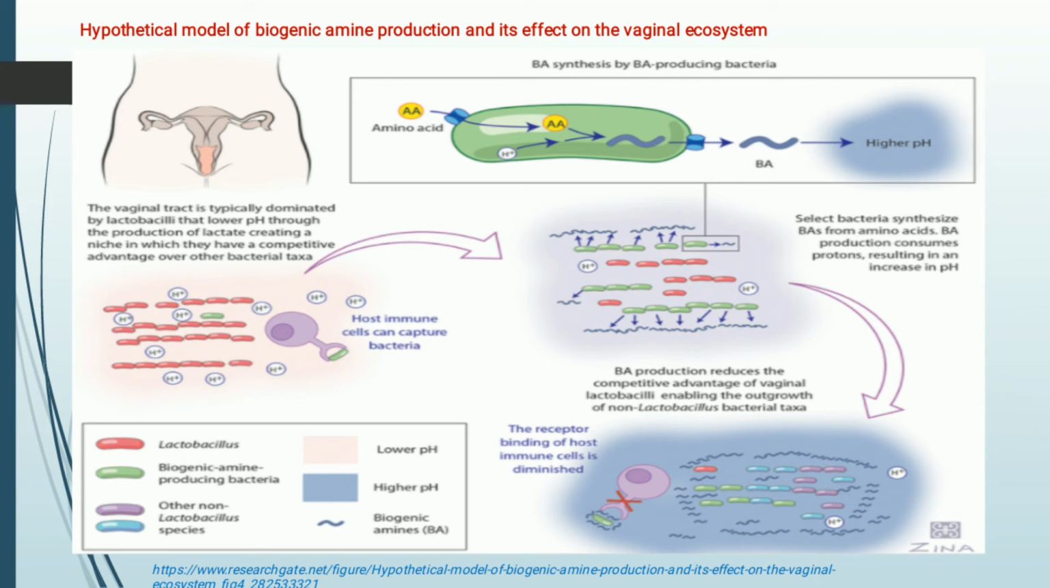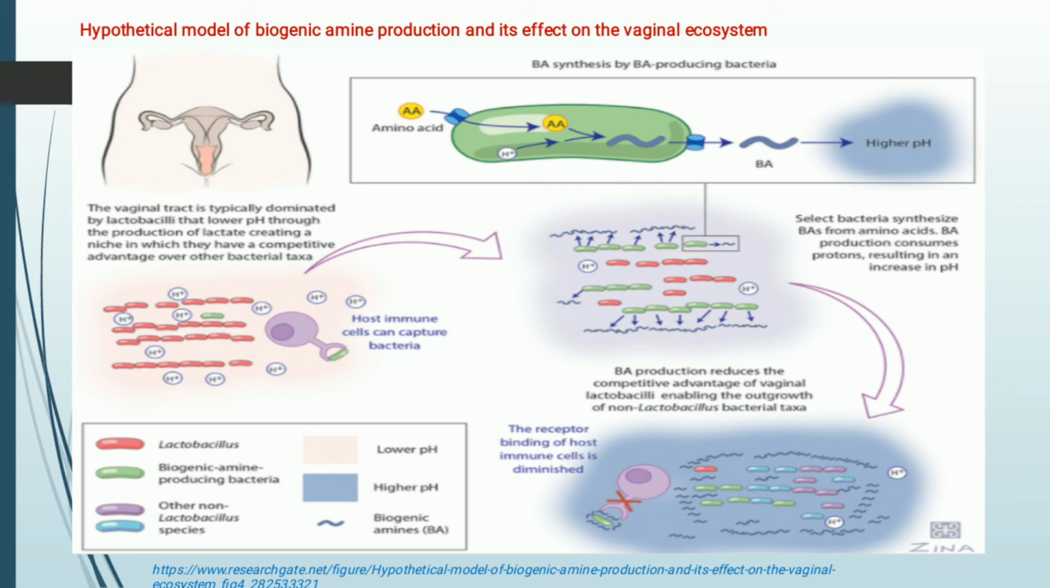And due to this inactivation, now the pathogenic concentration increases in the vaginal environment. So we can say that biogenic amine producing bacteria harm the vaginal ecosystem. They decrease the concentration of lactic acid producing bacteria, that is Lactobacillus, and they increase the concentration of biogenic amine producing bacteria, which leads to the inactivation of immune cells.